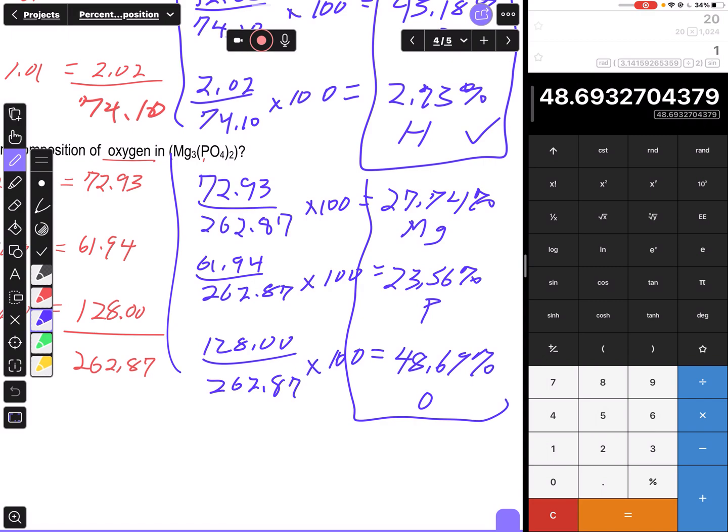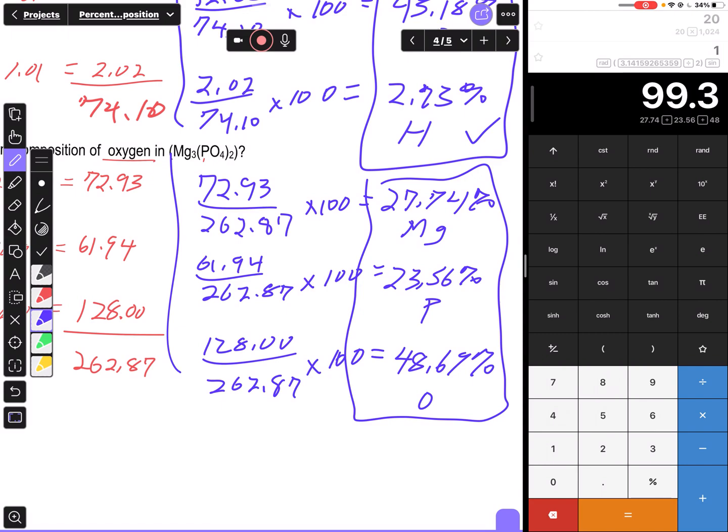Now, that should be my answers if I did my math right, but I want to add them up. And that is 27.74 plus 23.56 plus 48.69. You see that equals 99.99, which is close enough. These answers are probably right. And it asked me for percent oxygen, so my answer would really just be 48.69% oxygen. And that's how you do these problems right here.